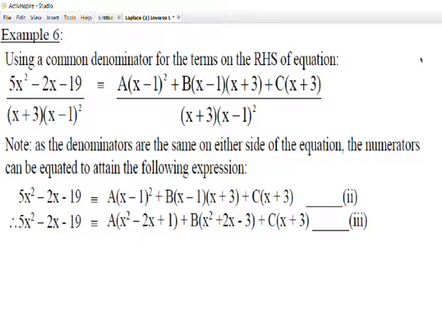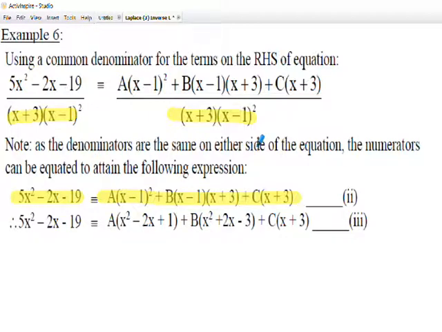Once you have the same denominators on the left hand side and the right hand side, which we now have, you can simply equate the numerators, and that's what I'm doing here. I'm just looking at the top line of the function, so this line here is basically the top line above. I've called that equation 2. All I'm doing in equation 3 is just expanding some of the brackets.